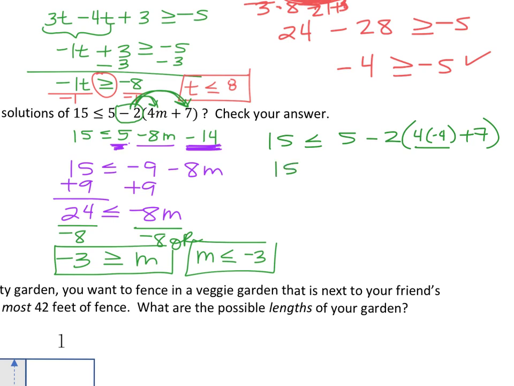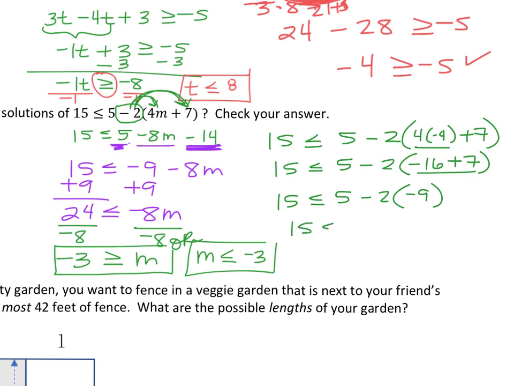So you have 15 is less than or equal to 5 minus 2 times negative 16 plus 7. Okay, what's negative 16 plus 7? That would be negative 9. Okay, so 2 times negative 9 is a negative 18. So you have 15 is less than or equal to 5 minus a negative 18. Minus a negative is plus a positive, right? So 15 is less than or equal to 23. Is that true? Yes. True. So it checks out. Okay?